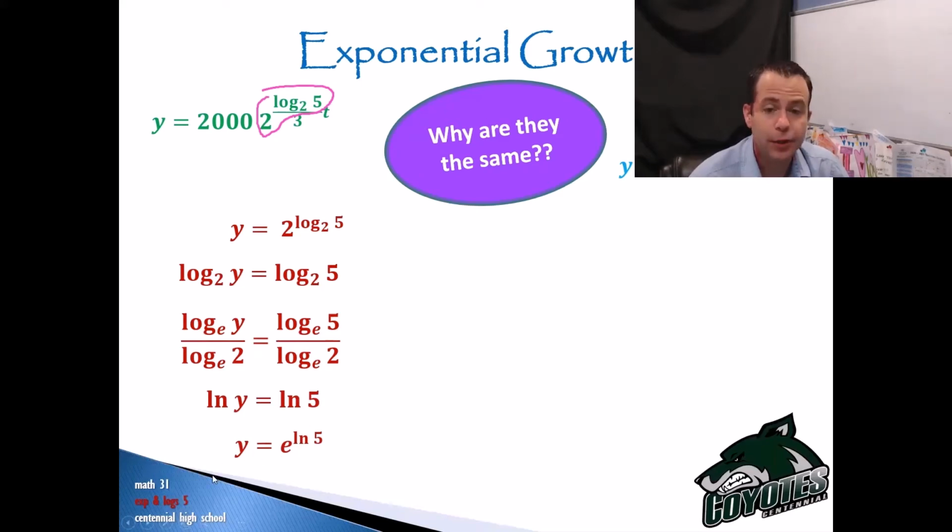Remember though, I started with y in the first place. This said y, this now says y. Y hasn't changed, which means 2 to the log base 2 of 5 is the same as saying e to the ln 5. Okay, e to the ln 5.